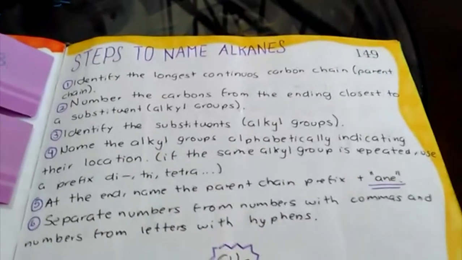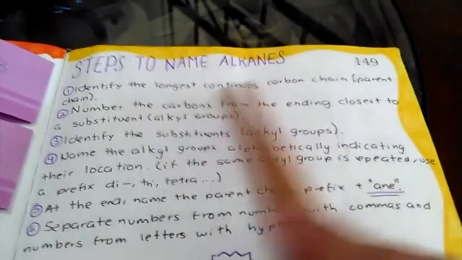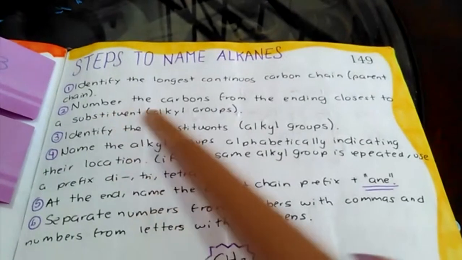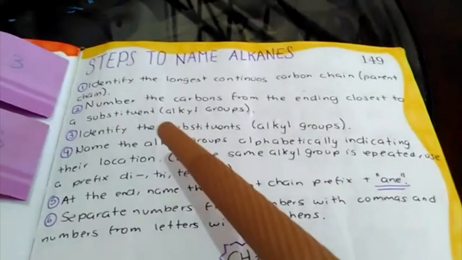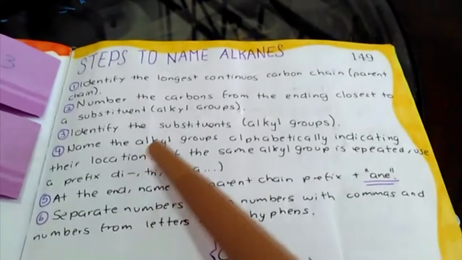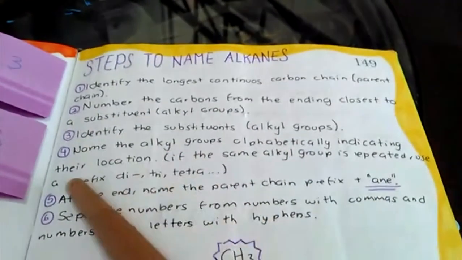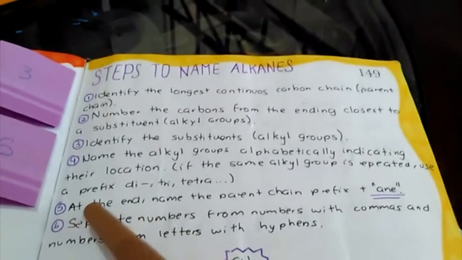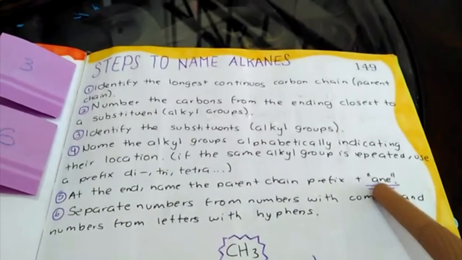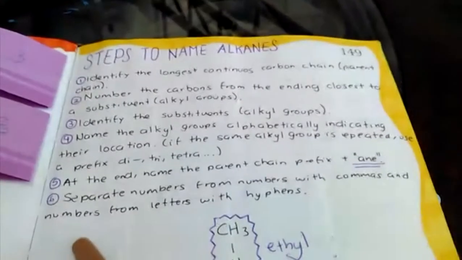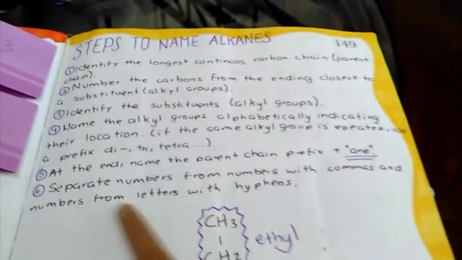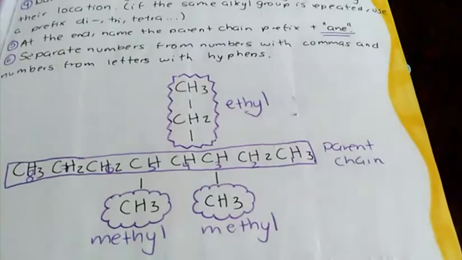Now, there are 6 steps just to name the alkanes. They are very simple. The first one is to identify the longest chain. The number 2 is to number the carbons from the end closest to a substituent. The number 3 is to identify those substituents. The number 4 is to name the alkyl groups in alphabetical order with their location. Number 5, at the end, name the parent chain with the prefix and the word "ane." Why ane? Because we're naming alkanes. And finally, number 6 is to separate numbers from numbers with commas and numbers from letters with hyphens.